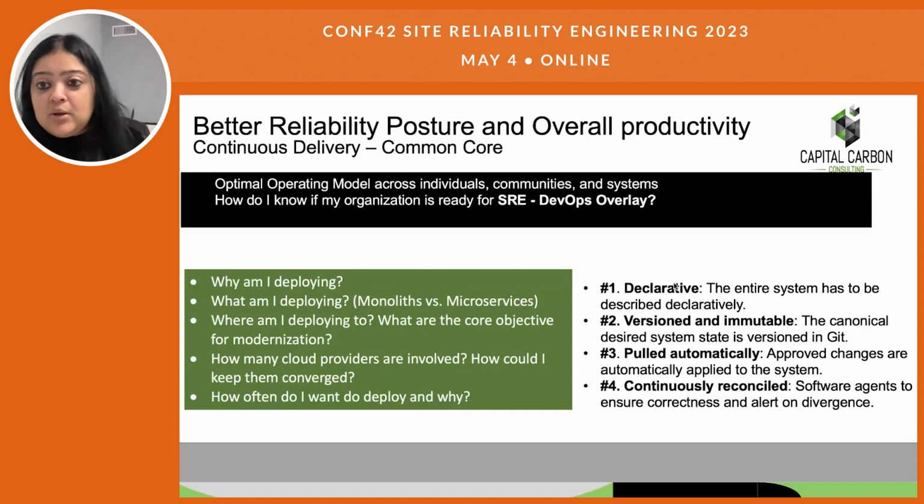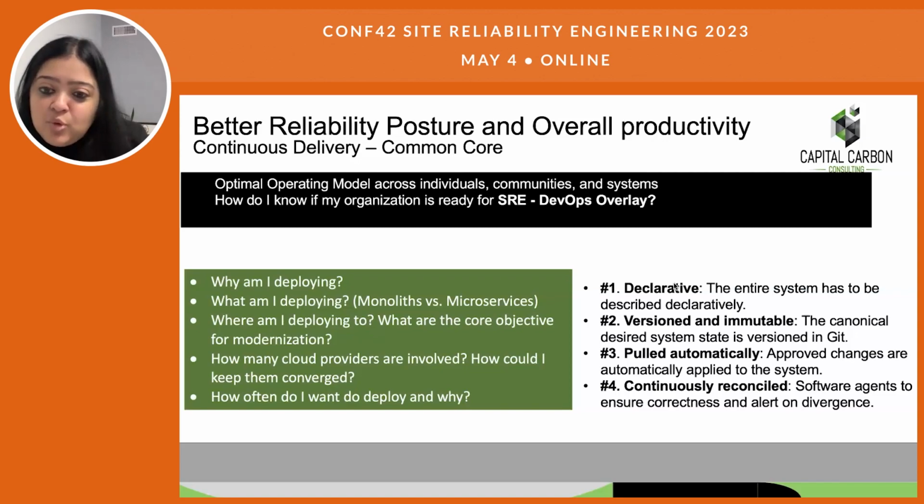The first is the declarative way. The entire system has to be described declaratively. The second principle is versioned and immutable. The canonical desired state is versioned, and it does not matter which tool it is. The third principle is pulled automatically. So how much operational overload do we have in the system, and if we approve changes automatically and apply them to the system, that would be one of the principles which can help you get to that optimal operating model.